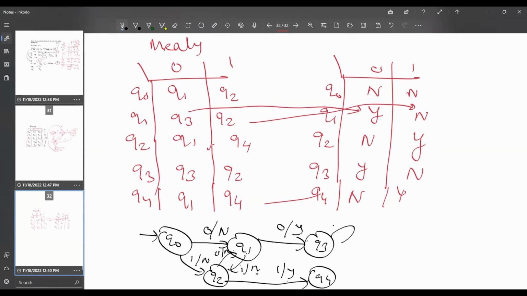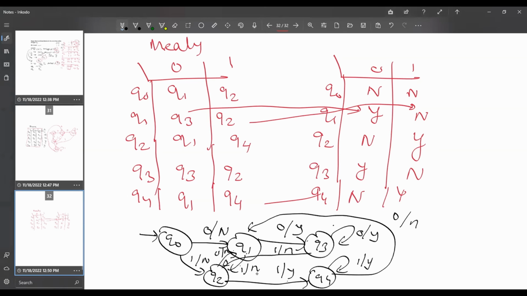Now Q3 on 0 is going to itself with the output yes, and on 1 it is going to Q2 with the output no. Q4 on 0 is going to Q1 with the output no, and on 1 it is going to itself with the output yes. So this is how we design the Moore and Mealy machine for the set of strings ending with either 0, double 0 or double 1.